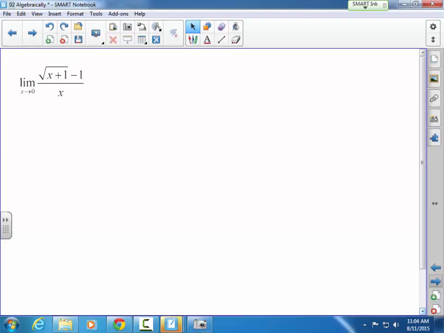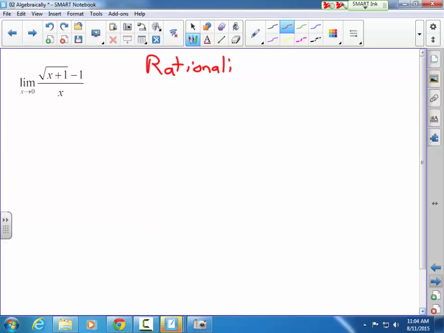When you look at this problem, plug in 0, and you get 0 over 0. So the question on the floor at the moment is, how do I simplify that? Okay, it's a technique called rationalizing. That should ring a bell. The numerator.